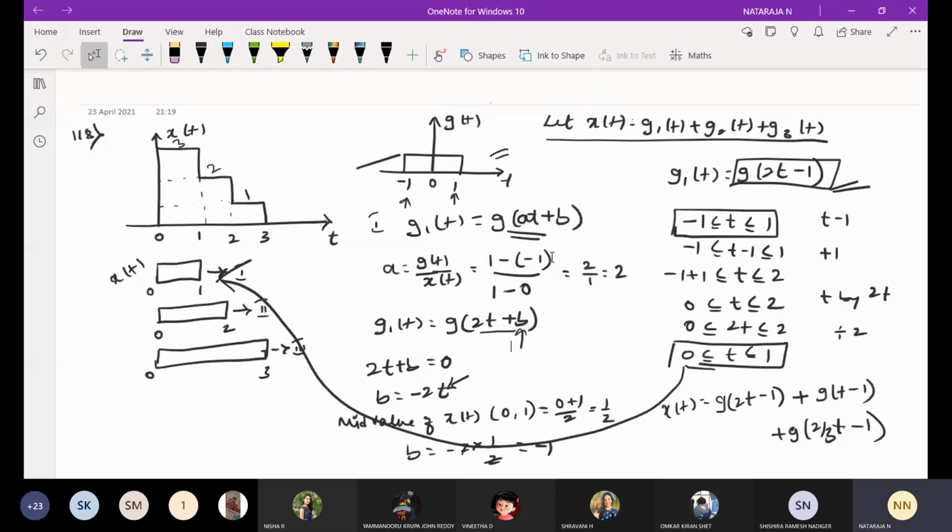Got the same answer. x of t is equal to g of 2t minus 1 plus g of t minus 1 plus g of 2 by 3 t minus 1.